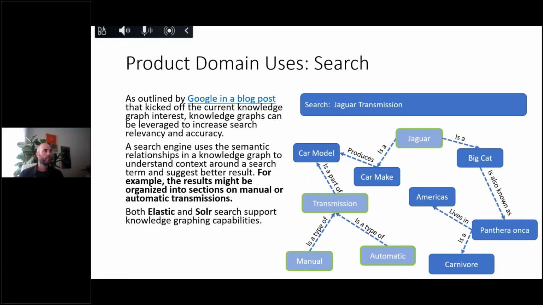If you've ever searched a movie or a television show on Google, it lists in a detailed, organized list: who are the cast members? What year was it made? Who is the director? How many episodes? What are the ratings? That is the Google Knowledge Graph in action that you're seeing, the results being organized for you. One last thing to note here on searching is 2 popular search technologies, Elastic and Solr, both support knowledge graphing capabilities. So both of these search technologies are able to use knowledge graph if you feed that information into the search.